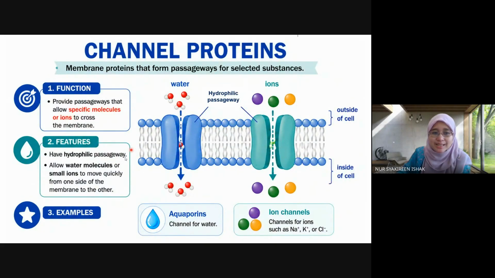Our boleh slash kat sini kan, hydrophilic passageway or hydrophilic channel. Okay, so it allows water molecules or small ions to move quickly from one side of the membrane to the other. Okay, so for example, we have aquaporin channel protein for water. And then the ion channels, where ions such as sodium ion, potassium ion, chloride ion can move in and out of the cell through these ion channels.